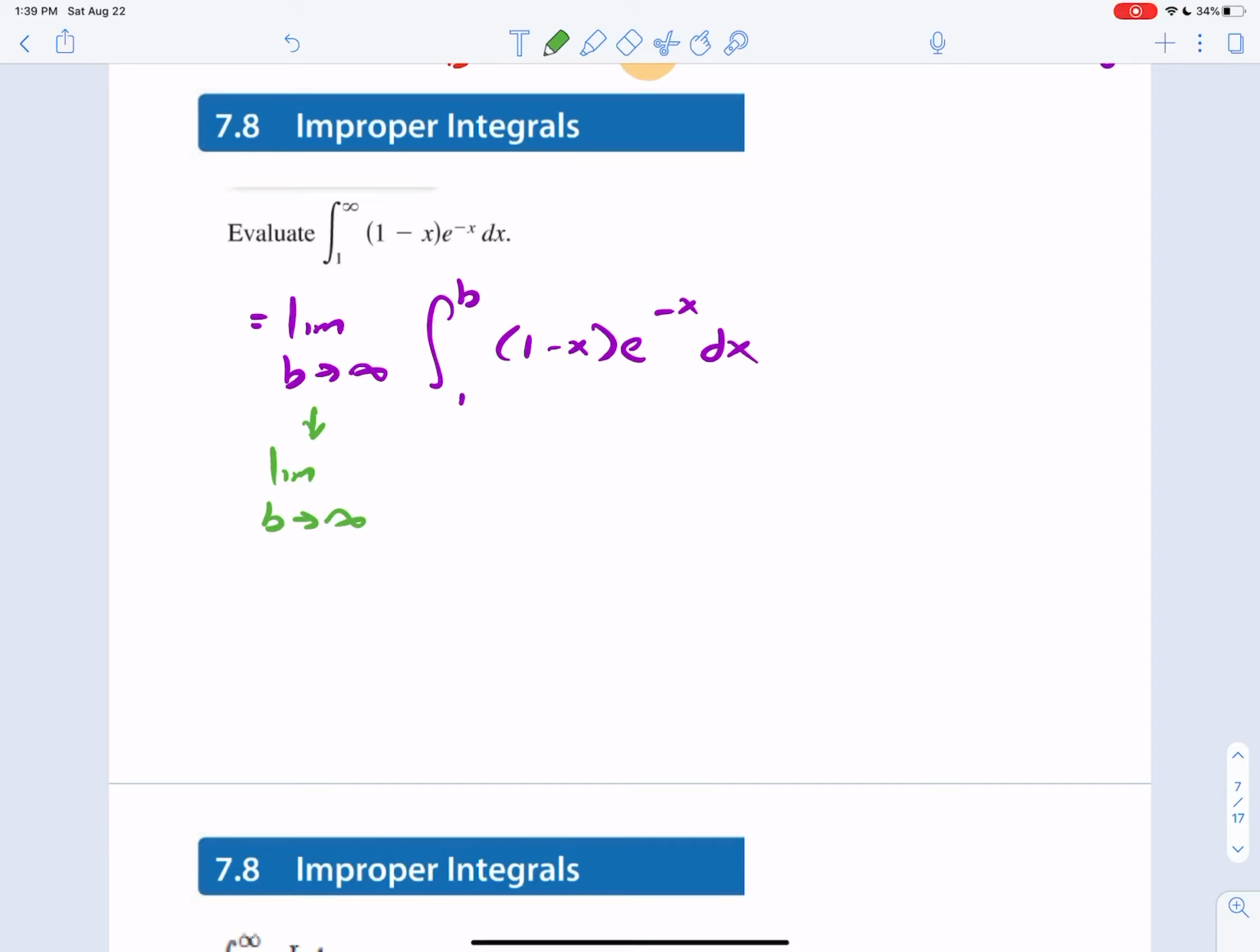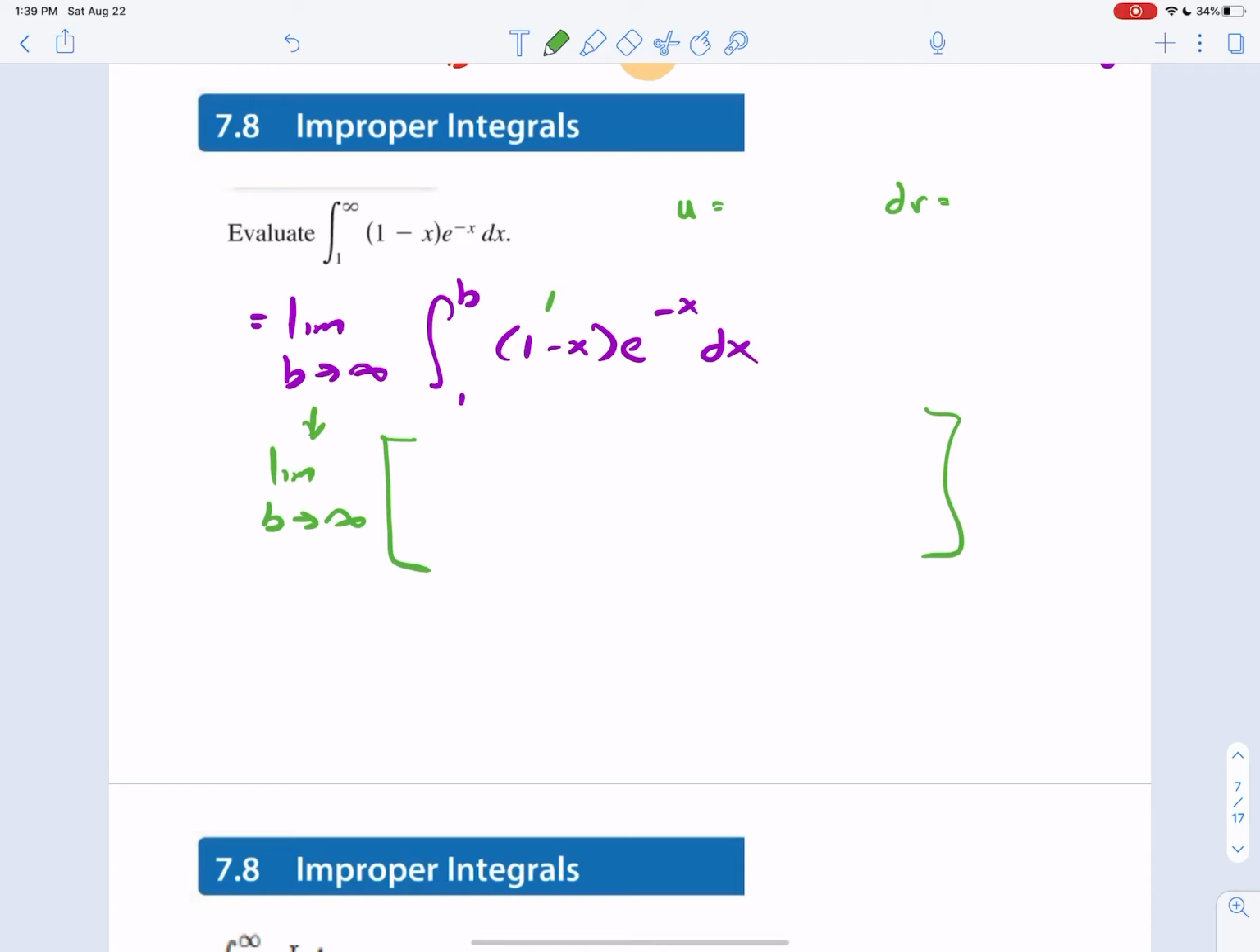Okay, so the question here is, how the heck do you guys integrate this? Is it a simple integral? It's not. Should you use u substitution? Maybe, but I don't think so. Should you use integration by parts? Probably, because there's a product, okay? There's definitely no partial fractions here. So here is where you guys would have to let u equal something and dv equal something here, okay?